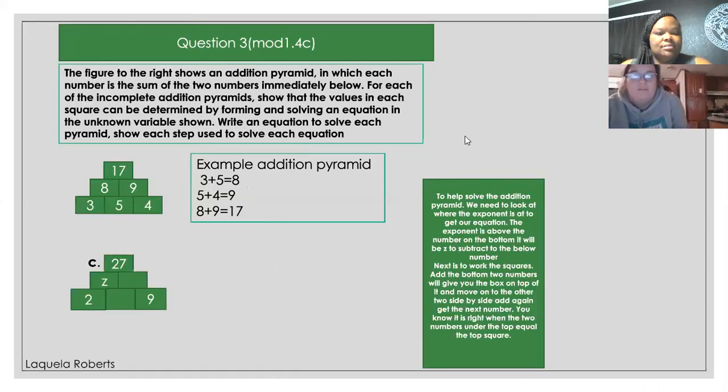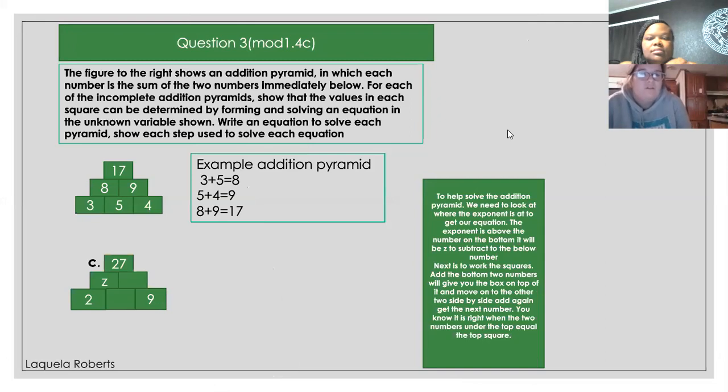Okay, Miss Dominique, the figure to the right, that's on the left, shows an addition pyramid in which each number is the sum of the 2 immediately below. For each of the incomplete addition pyramids, show the value in each to the unknown variable shown. Write an equation to solve each pyramid.